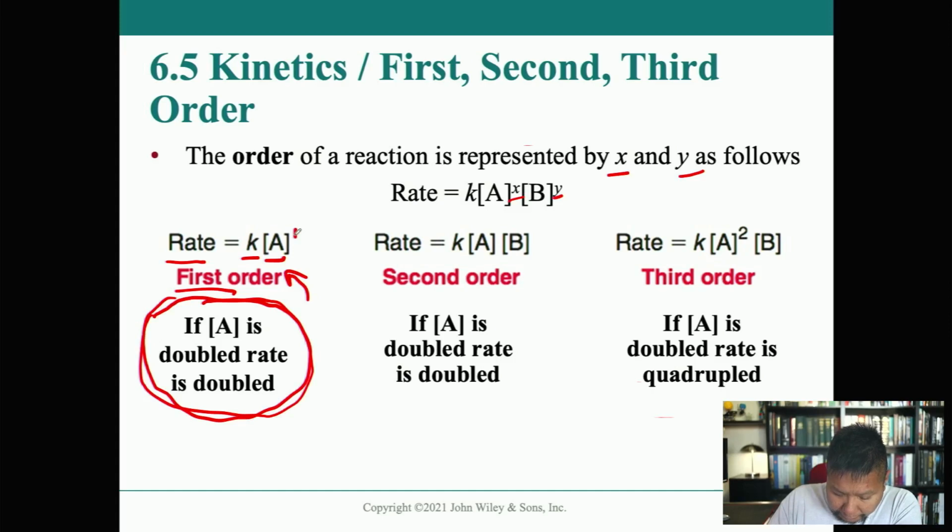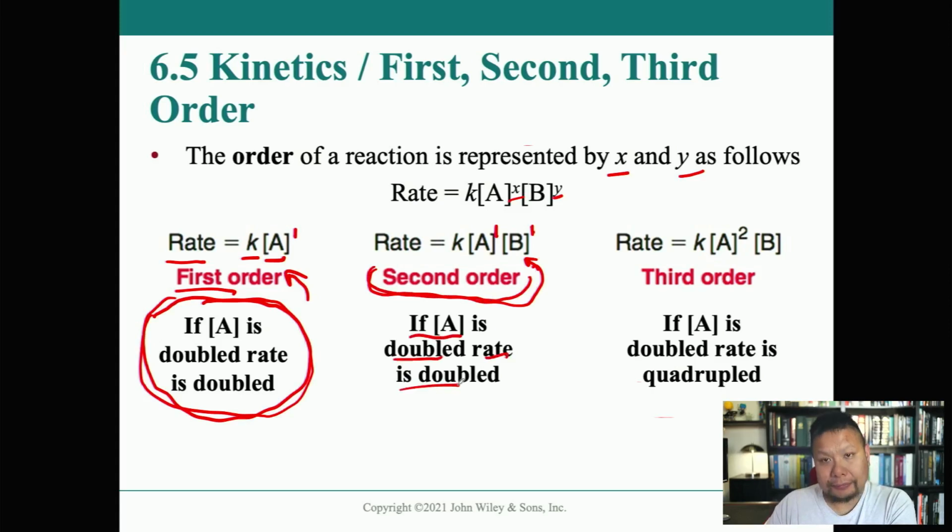Here we have a second order reaction. Second order because A is there with an exponent 1, and B is also there with an exponent 1. This time B does affect the reaction. The concentration of B does affect the reaction. Still second order. If A is doubled, then the rate is doubled.